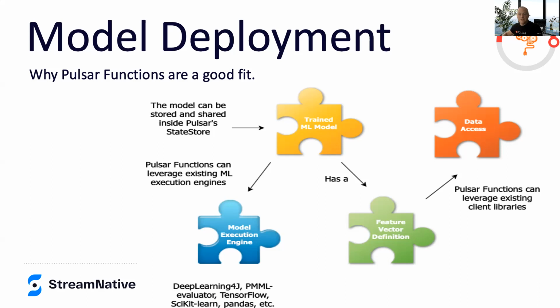Similarly, Pulsar functions can leverage existing client libraries to go retrieve the data. So any library or any data store that has an existing client library for Java, any sort of standard SQL, feature stores, things of that nature. Key-value lookup pairs can obviously be used inside a Pulsar function as well to go retrieve the data to feed the feature vector information into the model.